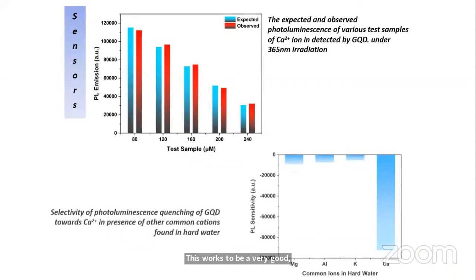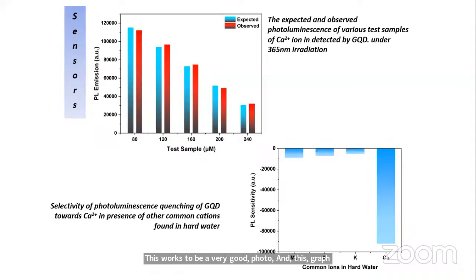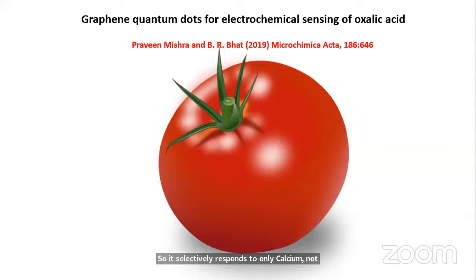And this graph shows the selectivity of this sensor. So it selectively responds only to calcium, not any other metals.